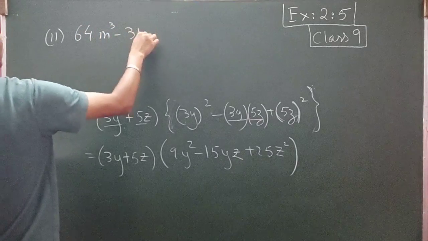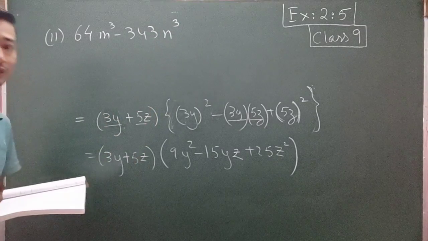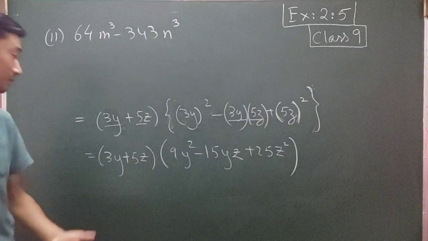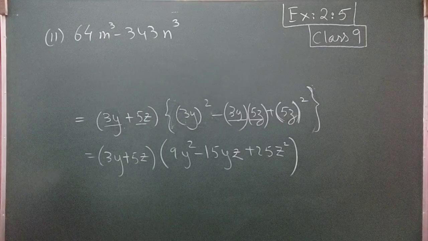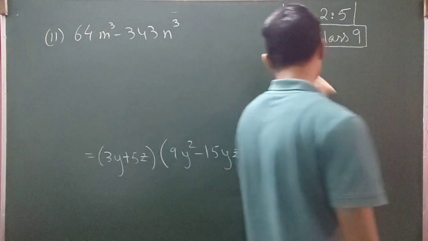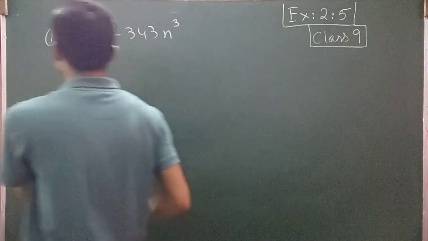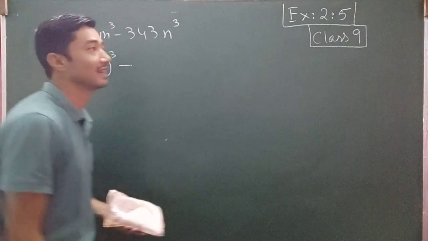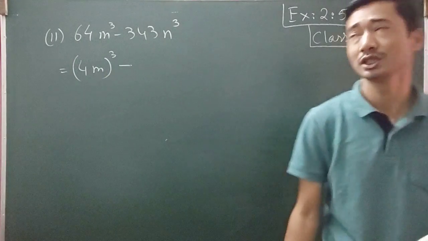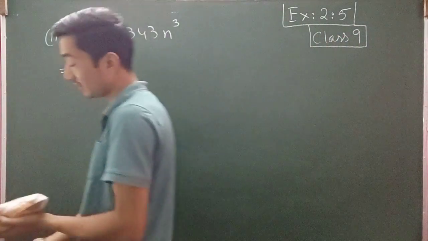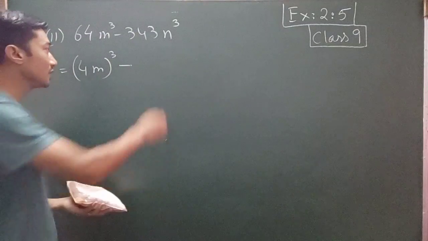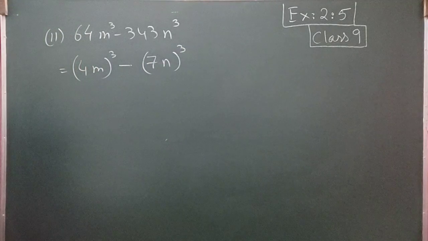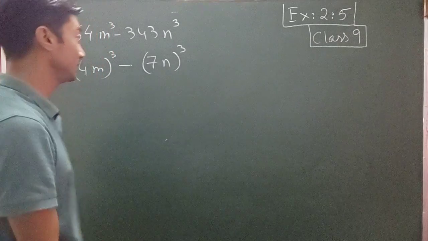64m cube minus 343n cube. How much? 64m cube minus 343n cube. Chalo, let's find out the cube. 64, yes, that's what we have been doing today. I think 2-3 problems are already done. 64m cube is 4m whole cube minus 343. What cube is 343? That's why they're very important, at least up to 10. I'll give you for this one 7, because 7 cube is, those who do not trust me, you can check for yourself, definitely 7n cube.